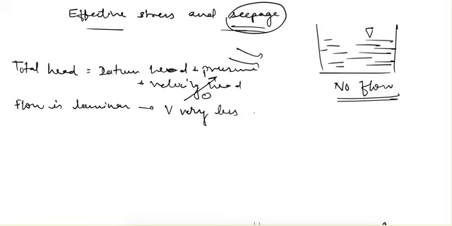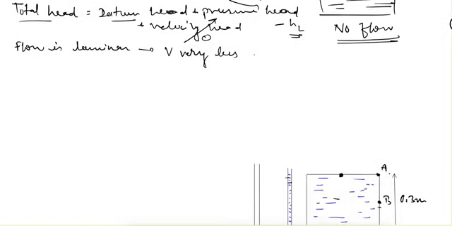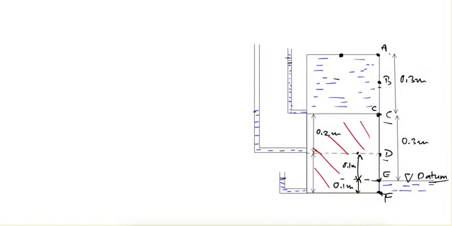The total head remains the sum of datum head plus pressure head, and if there is some head loss also taking place, then total head will be equal to datum head plus pressure head minus head loss up to that point. So let's understand it with this example.